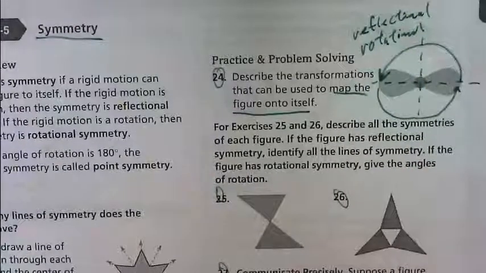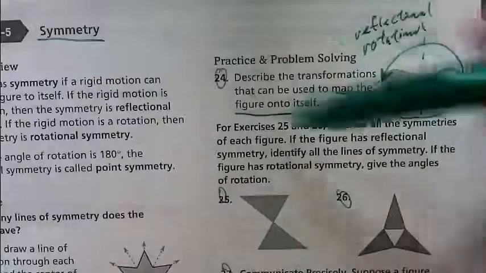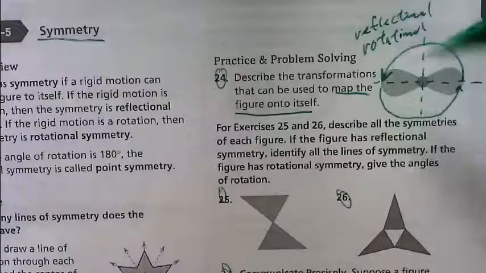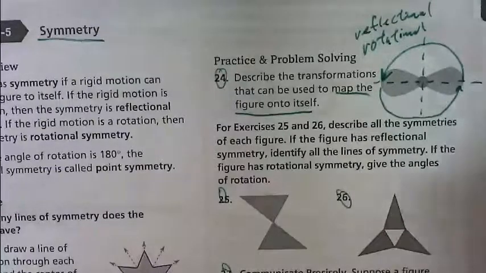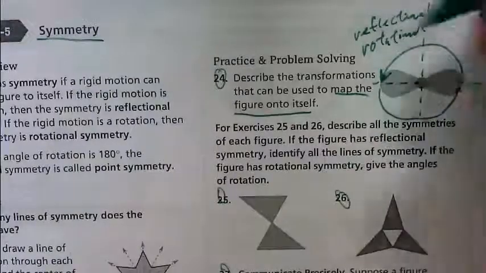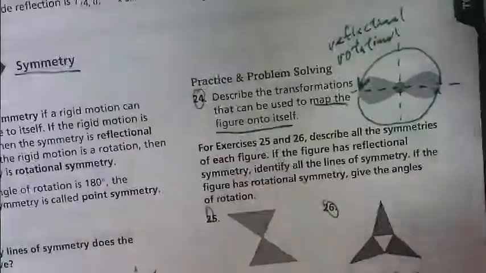Reflectional. Now, you could talk about point symmetry as well on this figure since it has a rotation of 180. But based on what it's asking here, describe the transformations that can be used. Again, we're only going to talk about reflections and rotations. We don't have something else to describe the point symmetry. But there is point symmetry since there's a rotation of 180 degrees. Like I said, the first time I talked about point, I will not throw point symmetry on the test. All right, it's not there.